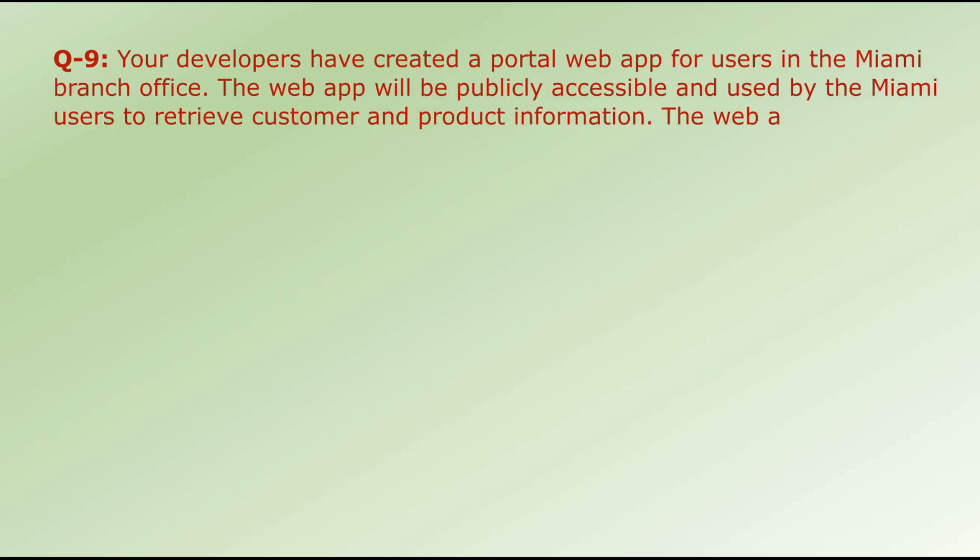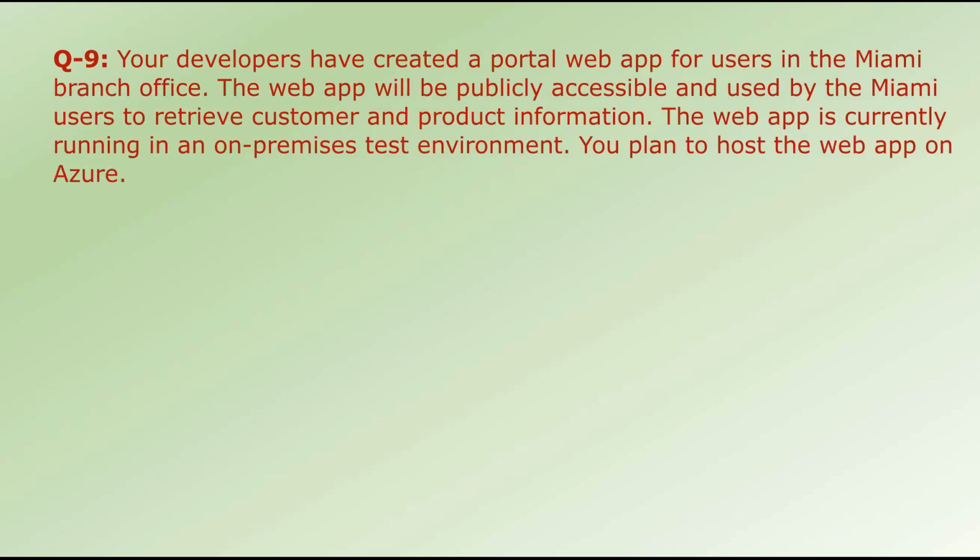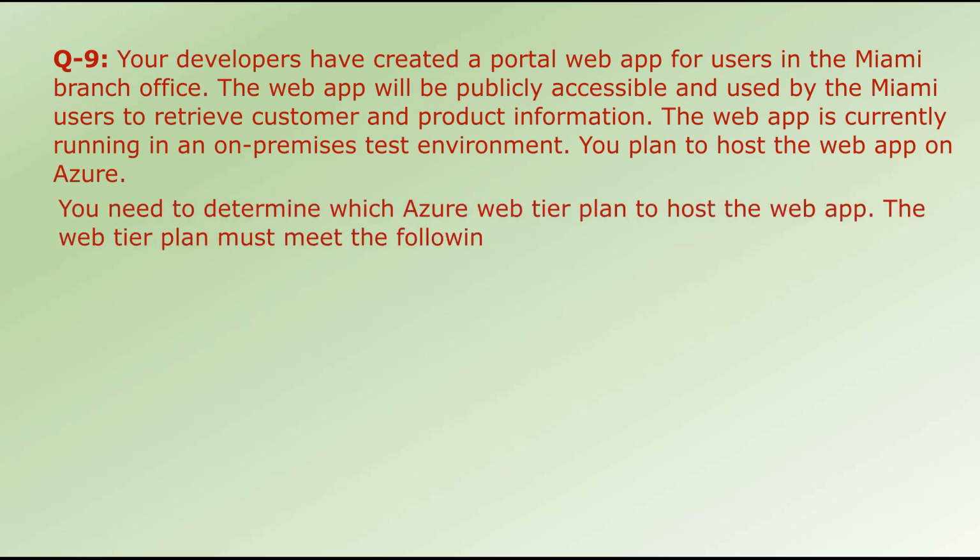Question number 9. Your developers have created a portal web app for users in the Miami branch office. The web app will be publicly accessible and used by the Miami users to retrieve customer and product information. The web app is currently running in an on-premises test environment. You plan to host the web app on Azure. You need to determine which Azure web tier plan to host the web app.